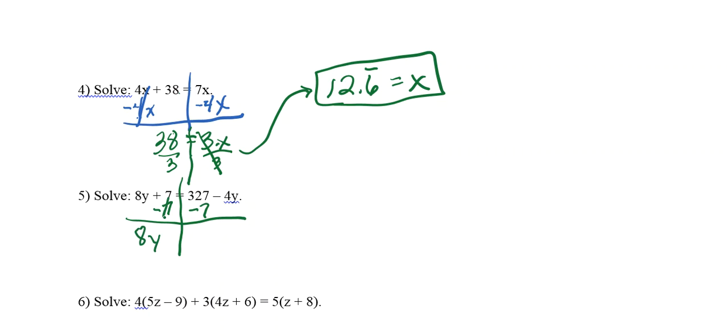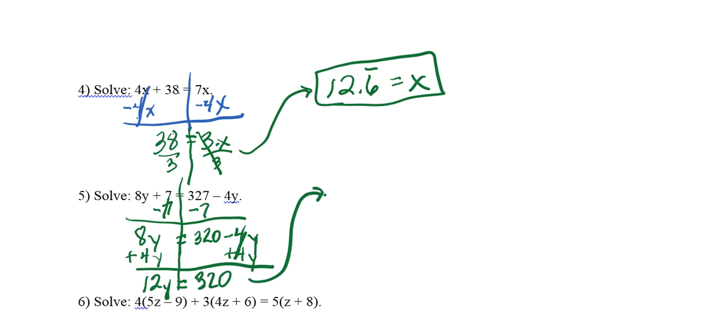So I have 8y, 327 minus 7 is 320 minus 4y. So I've combined the constants. Now I'm going to combine the variables. So I'm going to add 4y because that's the opposite of subtracting. So I have to come over here and add 4y. So 8y plus 4y is 12y. And the 320 is all by its lonesome.